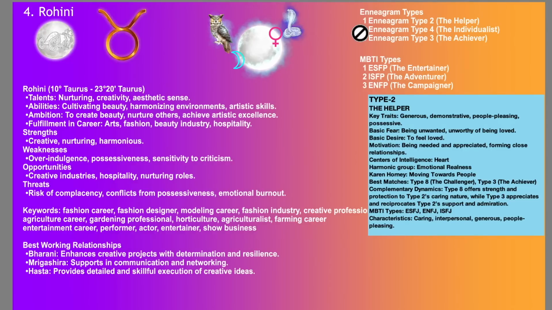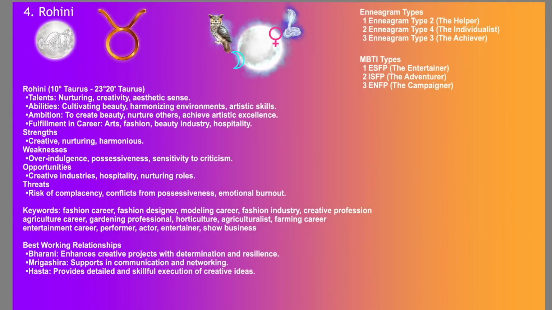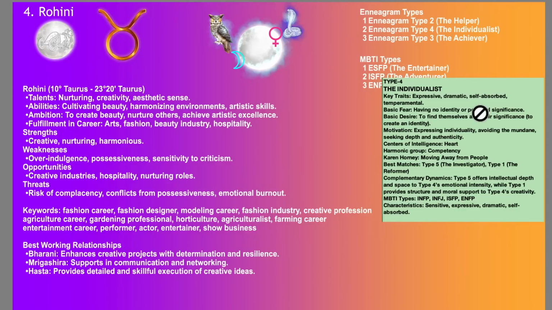Next one is Enneagram type 4, the individualist. Now, what does type 4 give us? Type 4, the individualist, what are the key traits? Expressive, dramatic, self-absorbed, temperamental. Basic fear is having no identity or personal significance. See, again, there's the key theme of low self-worth.